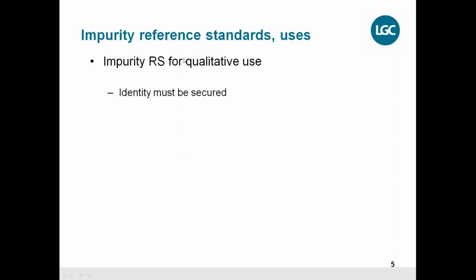So let's look first of all at an impurity standard for qualitative use. Of course, you should secure there the identity. And a recommended combination of techniques I would like to share here with you as well. So you should have a look at your material with HNMR, for example. Infrared is also giving you very good information at times, especially when you are comparing one lot that you have used before and that you want to replace with another lot or with another supplier maybe even. Then infrared is a very good technique in order to check if the identity of both lots is the same.